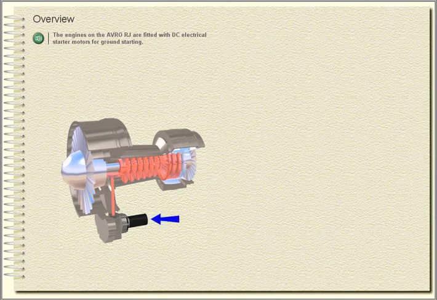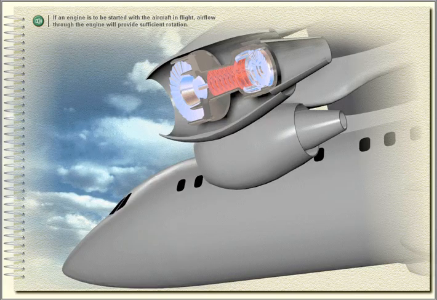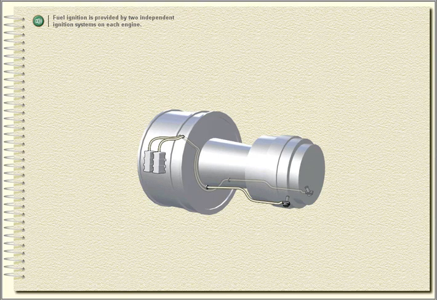Overview. The engines on the Avro RJ are fitted with DC electrical starter motors for ground starting. If an engine is to be started with the aircraft in flight, airflow through the engine will provide sufficient rotation. Fuel ignition is provided by two independent ignition systems on each engine.